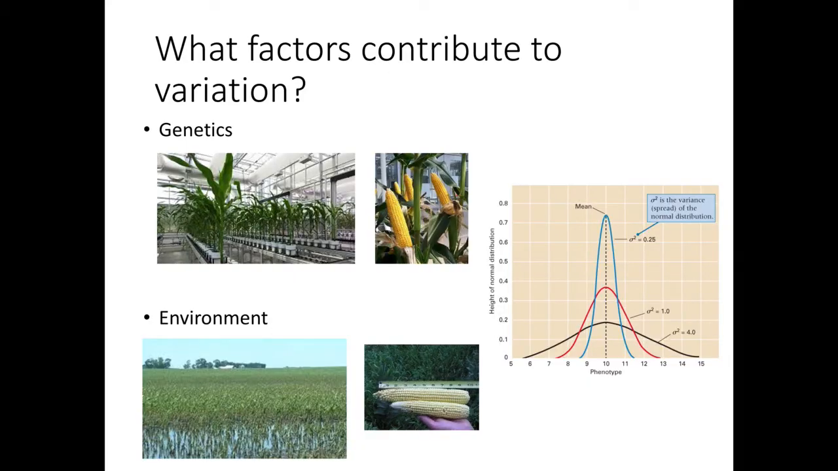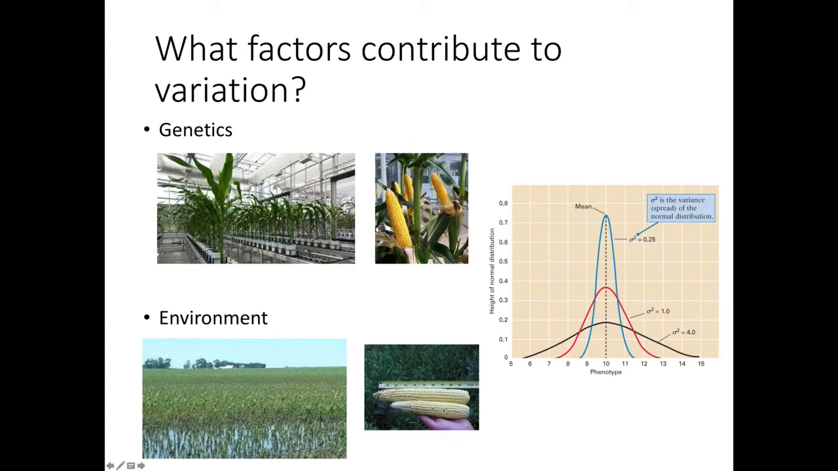So when we think about traits with respect to plants or animals, what are the factors that contribute to how much variation there is in a population? Some populations might have a lot of variation, and other populations might have very little. And clearly there are two major factors. One of those is genetics, and then the other one is environment.